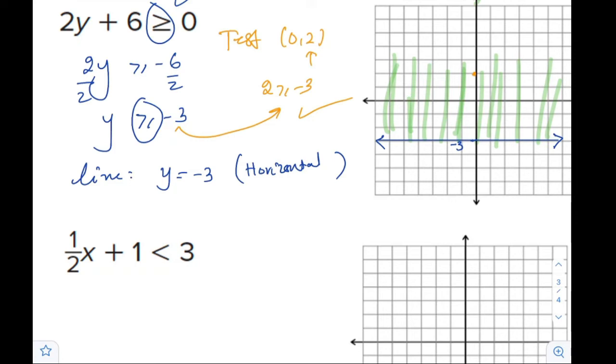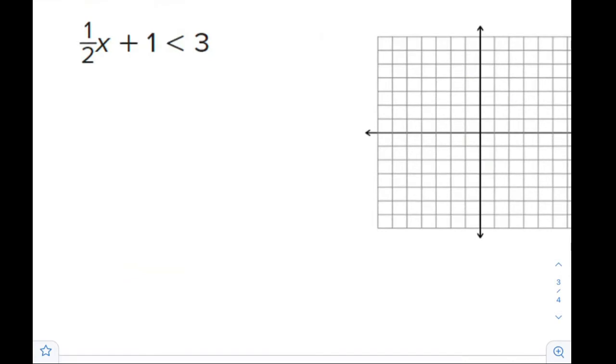Now we have here another inequality with one variable only, and this time it's x. As usual, we are going to isolate the variable.